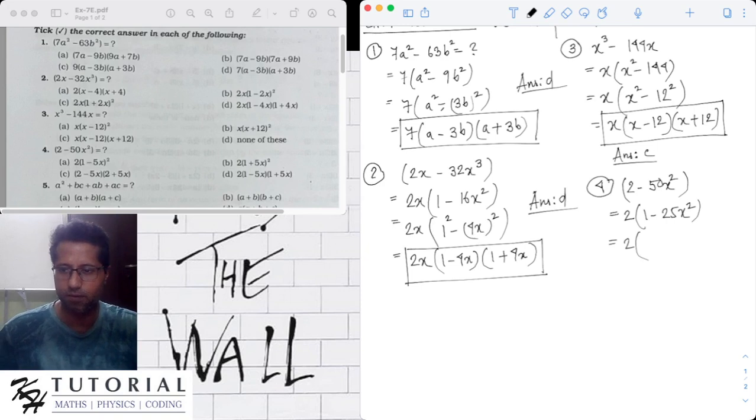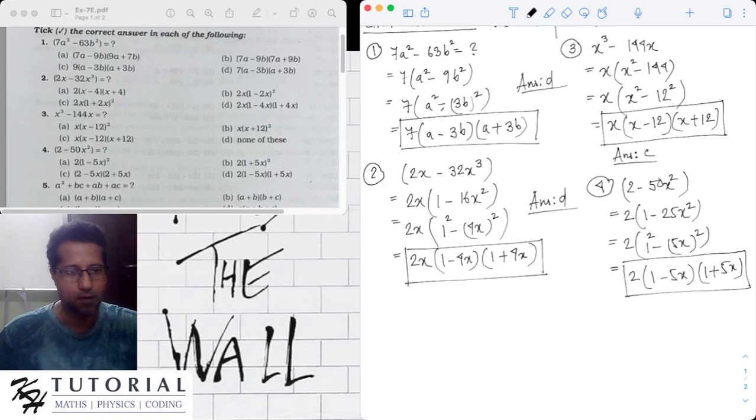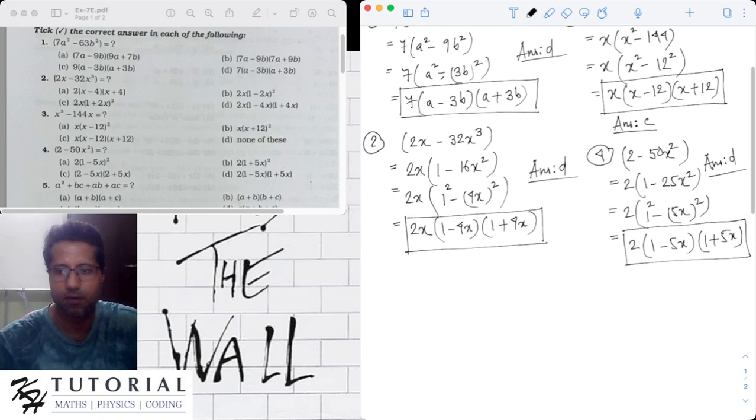Hence we have to factorize 1 minus 25x square, because it can be expressed as a square minus b square, that is 1 square minus square of 5x. And so the final factorization will be 2 multiplied by 1 minus 5x multiplied by 1 plus 5x. This is the final factorization. So the correct choice will be D. Correct choice is D.